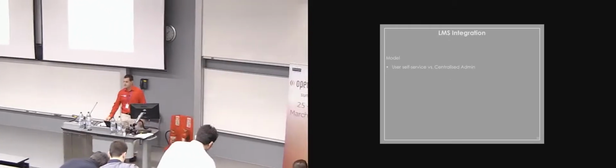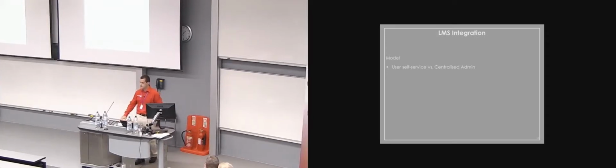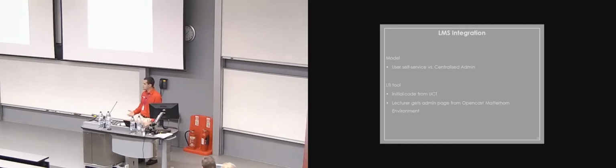The model chosen from the start was a lecturer self-service model versus a centralized administration. This was mainly due to the fact that sufficient resources will not be made available for centralized administration, and therefore it automatically poses limitations on scalability. Full integration with an LMS, which in our case is Sakai, was totally a necessity. Thanks to the initial LTI code provided by UCT, we were able to adjust it to fit our needs for full automation.